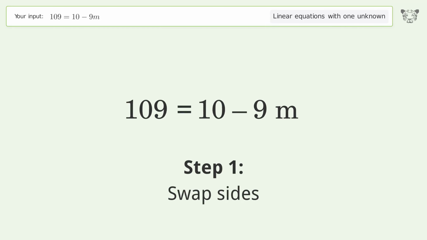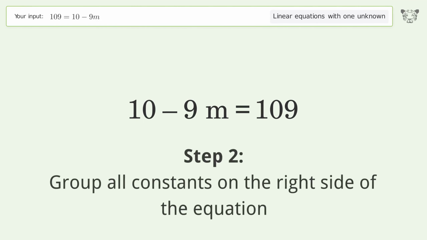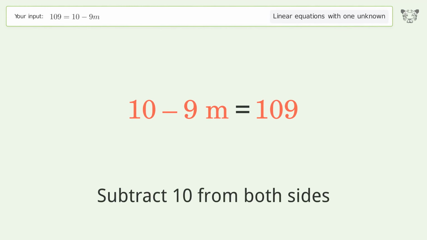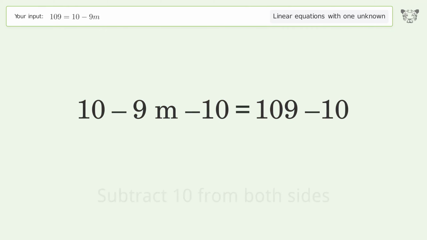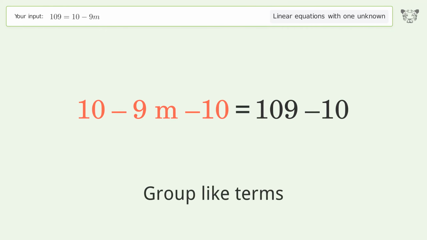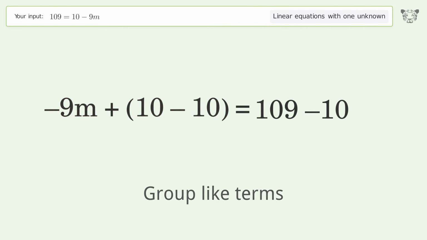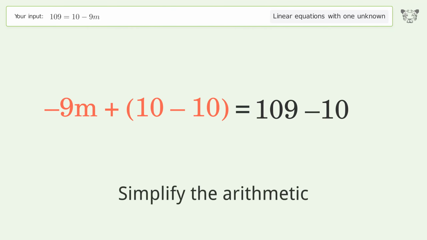Swap sides. Group all constants on the right side of the equation. Subtract 10 from both sides. Group like terms. Simplify the arithmetic.